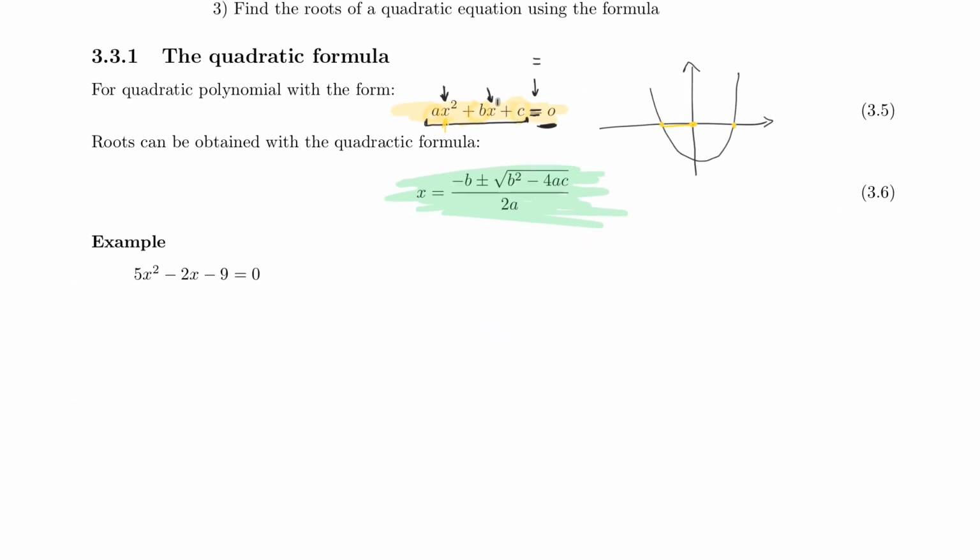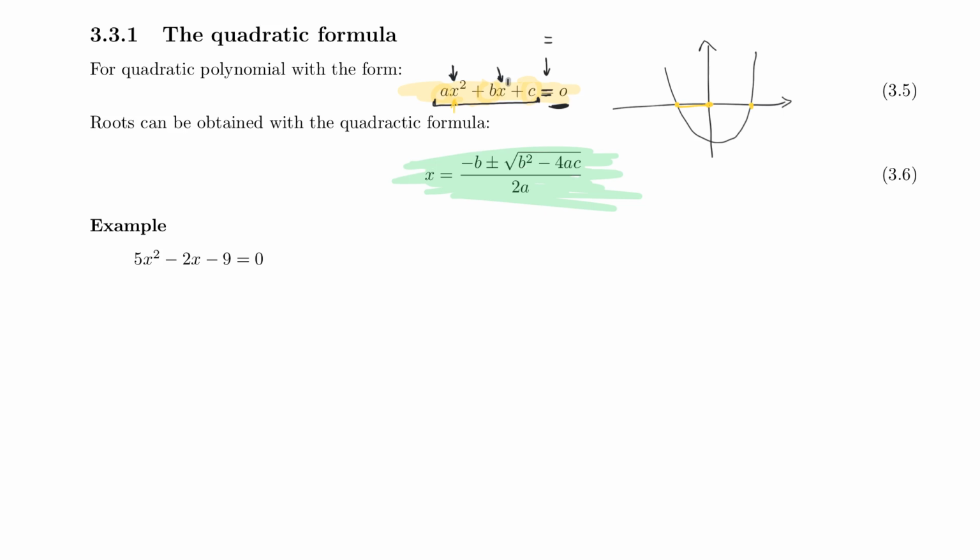Okay, so after all this explanation, let's do some exercises. And the first one says 5x squared minus 2x minus 9. Okay, so the first thing to do is to identify the values of A, B, and C. It is very easy because the value of A is always the one with the x squared, the value of B is the one with the x, and the value of C is just the number. So in this case, A is equal to 5, then B is equal to minus 2, and C is equal to minus 9.